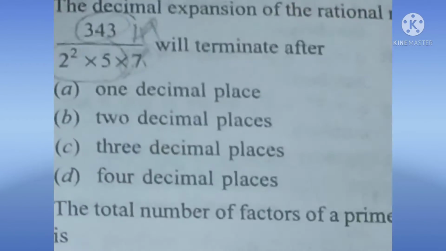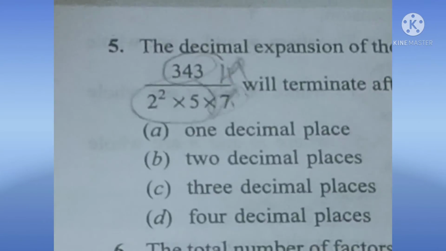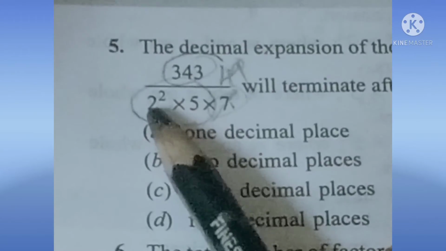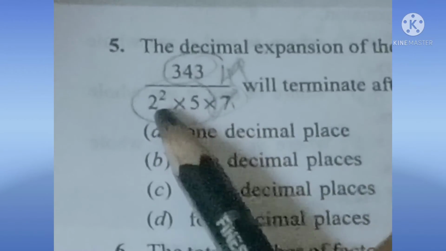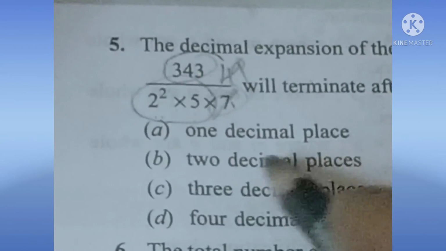Then what is the highest power? So we want to check what is the highest power. Is it 1 or 2? The highest power of 2 and 5. That means the highest power is 2. So the decimal expansion will terminate after 2.